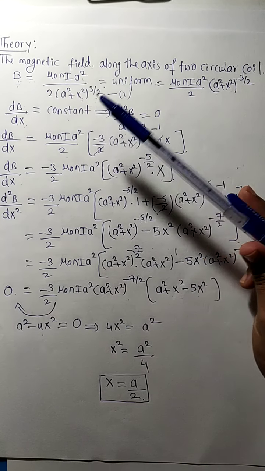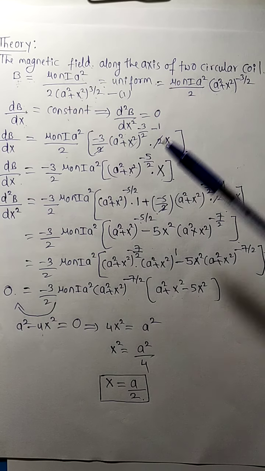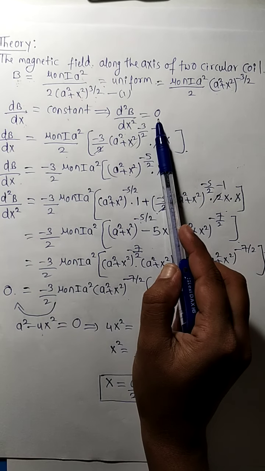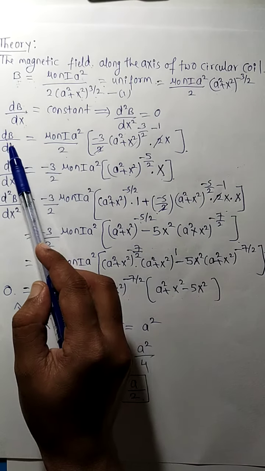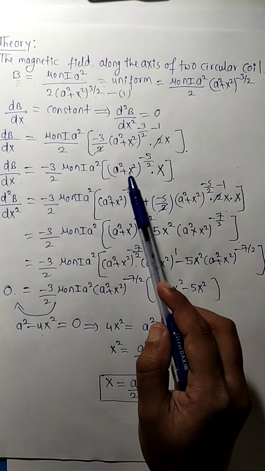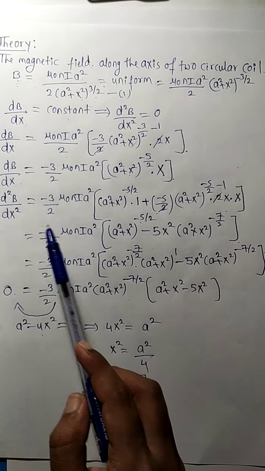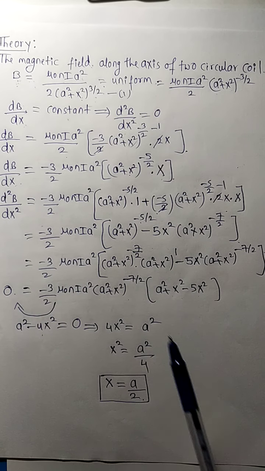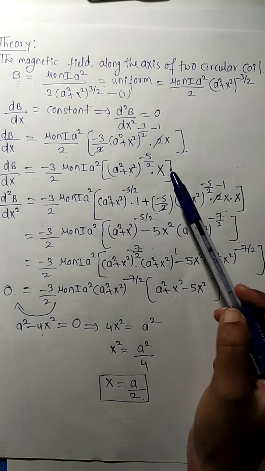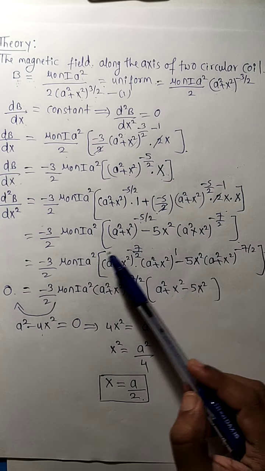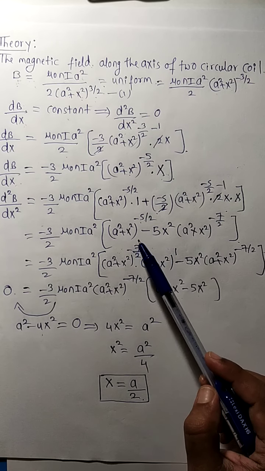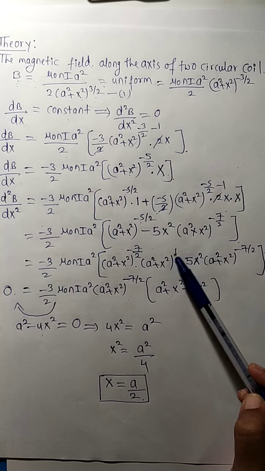Now a square plus x square is in the denominator, you take it to the numerator, so it becomes raised to minus 3 by 2. As it is uniform, when we differentiate B it will be constant, and when we differentiate again it will be 0. So you first differentiate B, and again when you differentiate you get the terms. Here you apply the u into v rule. Then to take the common term minus 7 by 2, you rearrange this term raised to minus 5 by 2, like raised to minus 7 by 2 into raised to 1.